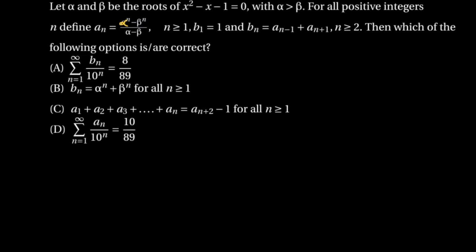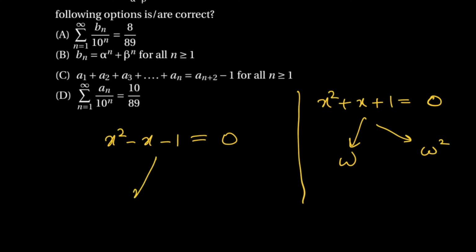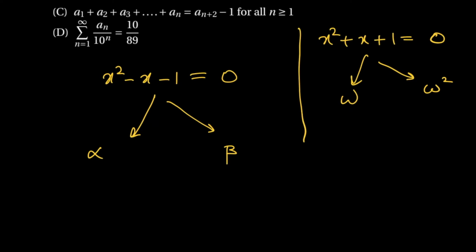So before diving deep into the question, there is a quadratic given in the question, x squared minus x minus 1 equal to 0. Let me spend some time discussing some of the interesting properties of this quadratic. Just like we have the quadratic x square plus x plus 1 equal to 0, whose roots are omega and omega square, and omega and omega square come with a lot of interesting properties, similarly this quadratic has roots alpha and beta. When you evaluate, these numbers are 1 plus root 5 divided by 2 and 1 minus root 5 by 2.